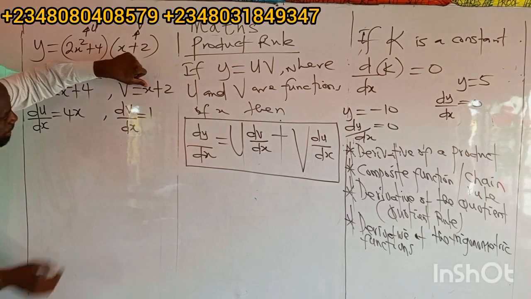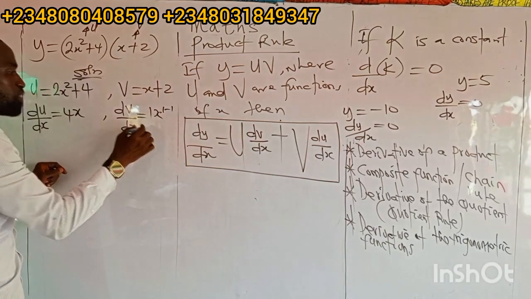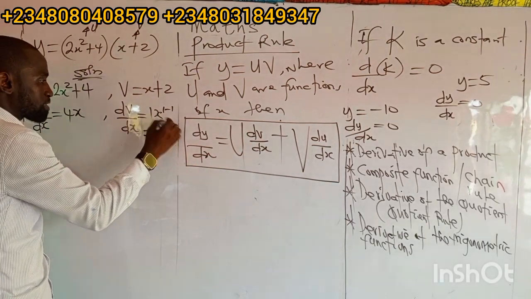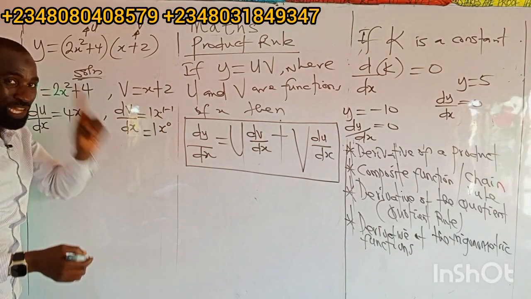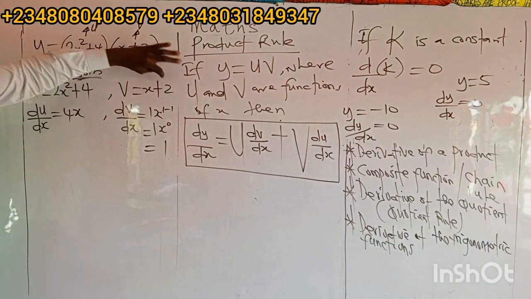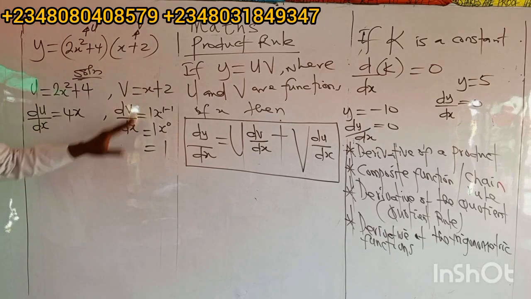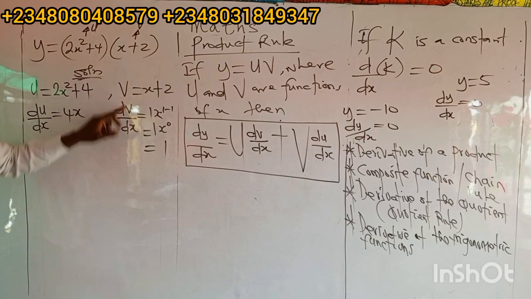What are you going to do here? 1 times 1, 1, then write our x back. You know 1 minus 1 is 0, so here we have 1 times x to the power 0. What is x to the power 0? 1. So this is 1. So the derivative of x plus 2: this is a constant. What is the derivative of a constant? It is 0. So the derivative of this is 1.